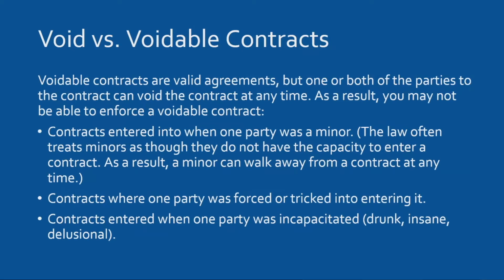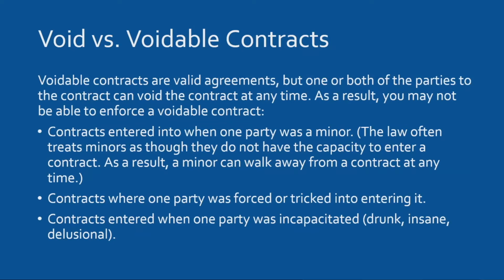Voidable contracts are contracts that can be voided. So they're valid agreements, but one or both parties to the contract can void the contract at any time with no real repercussions. As a result, you may not be able to enforce a voidable contract. So a contract entered into when one party is a minor is a voidable contract. If you hire someone, for example, who's 15 years old and they don't show up to work, and you say, well, we have a contract, it would be almost impossible for the courts to enforce that contract because the person is not of age.